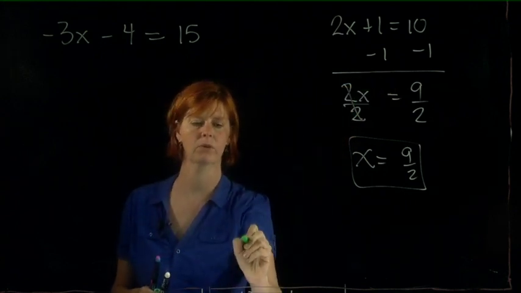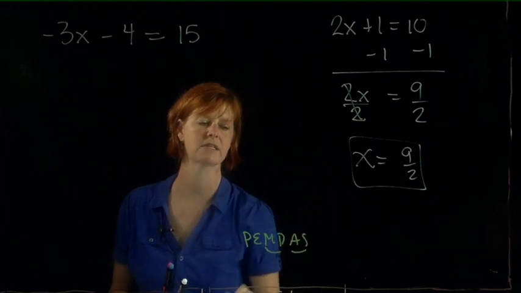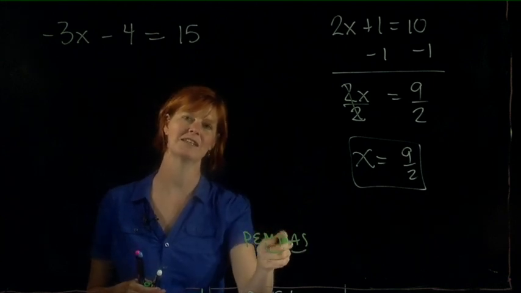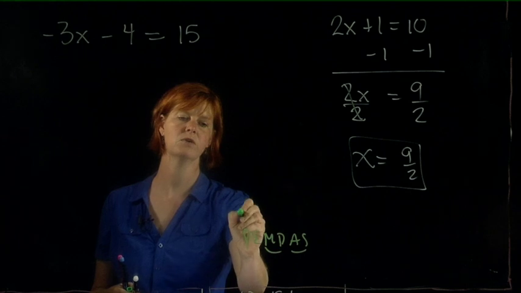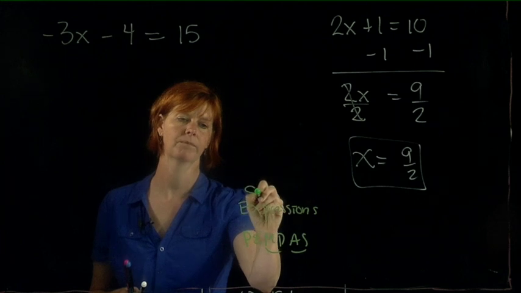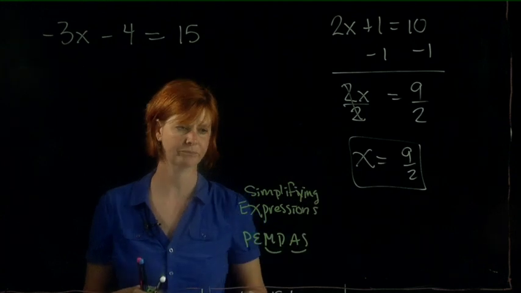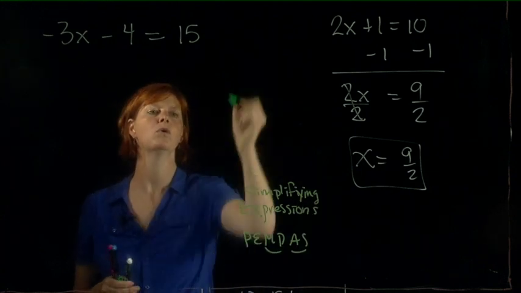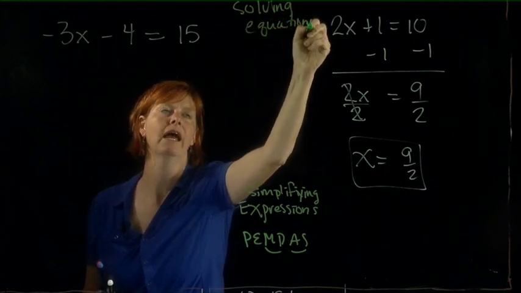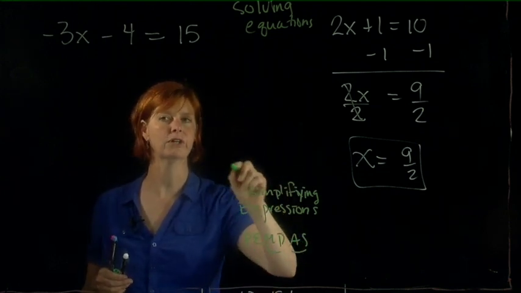Because if you remember from before, when I did my order of operations, please excuse my dear Aunt Sally, that's how I remember that, this little smiley face is to remind myself to do multiplication and division at the same time. Now, this was what we used for simplifying expressions. Okay, but now we're doing solving equations. And when you solve equations, you're going to do these order of operations in reverse.